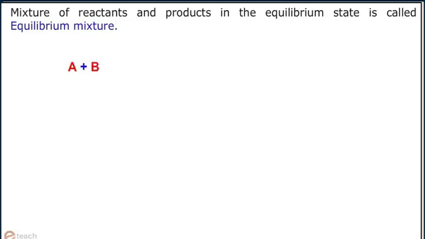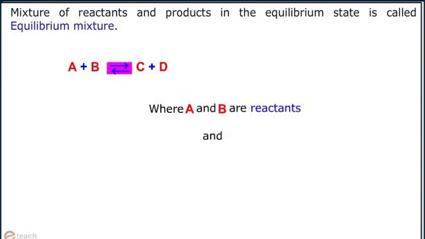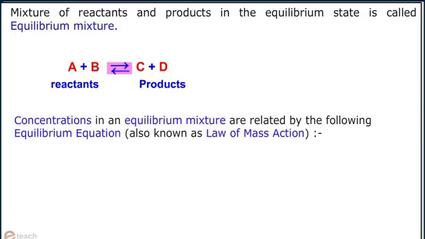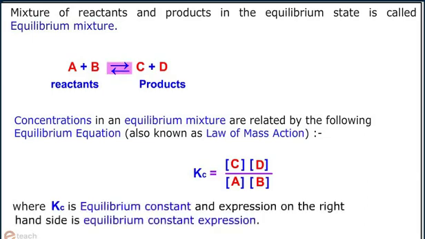For the reaction A plus B reversible C plus D, where A and B are reactants and C and D are products in balanced chemical equation, concentrations in an equilibrium mixture are related by the following equilibrium equation, also known as law of mass action. That is, Kc is equal to concentration of C multiplied by concentration of D upon concentration of A multiplied by concentration of B, where Kc is equilibrium constant and the expression on the right hand side is equilibrium constant expression.